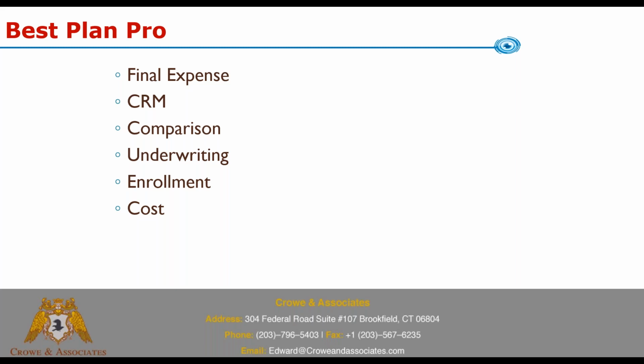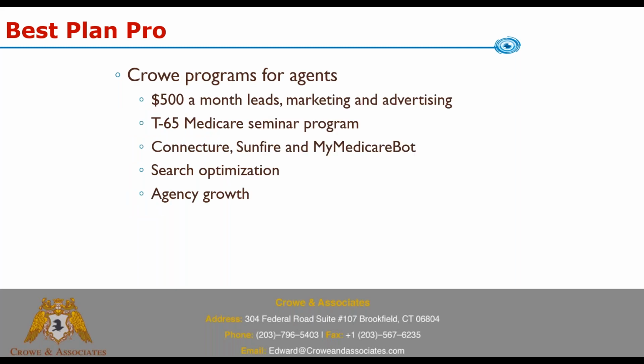So today we're going to talk about Best Plan Pro. And for those familiar with Sunfire or Connecture, it's a similar system, but for final expense. So it's a final expense system. It does have a built-in CRM. It will compare plans. It will process underwriting for plans. So it will do all the evaluation for underwriting, which I'll show you, which is, I think, really cool. I'll talk about the enrollment and talk about the cost of it to use it. It's a web-based platform.